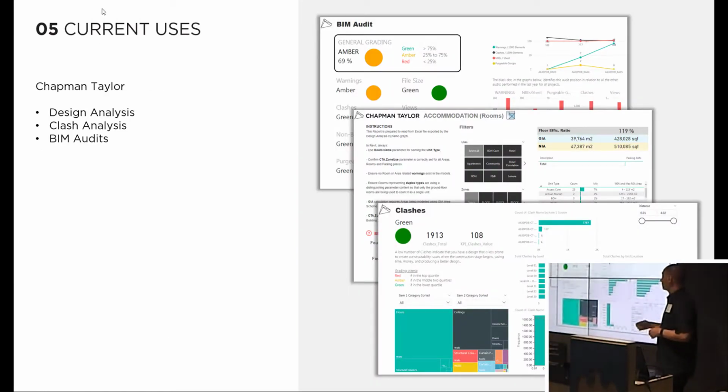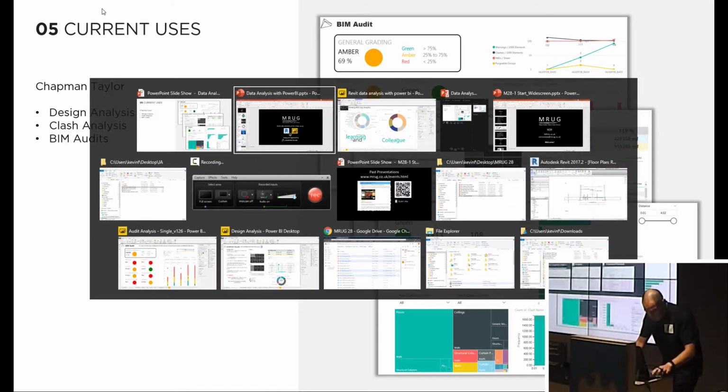So, the current uses. At Chapman Taylor, we are playing a bit with this tool and seeing what we can get out of it. Currently the more developed ones are reports, which are generated in Power BI, that's what they're called, to do some design analysis, some clash analysis, and the BIM audit. Let me show you some.